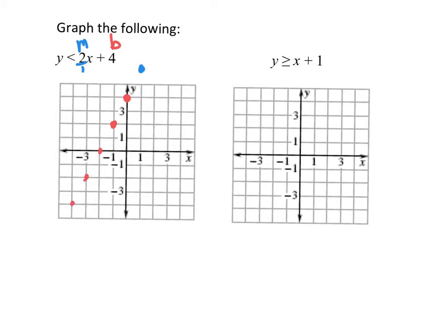Now the question is, do I draw a solid line or a dotted line? That is based on your inequality. If you have a solid line underneath the inequality, it will be solid. If you do not have a solid line underneath the inequality, it won't be a solid line. Does that make sense? You guys remember that? Okay, so this is definitely going to be a dotted line. So let's put some dots between the dots.